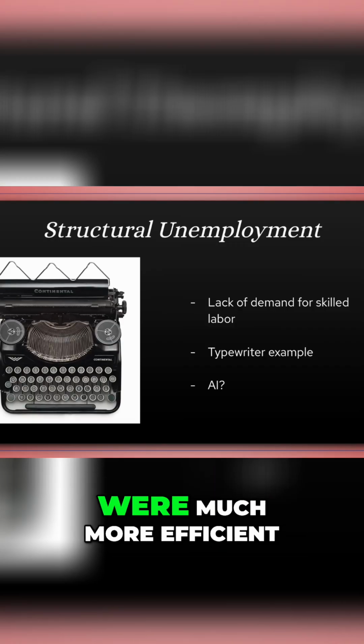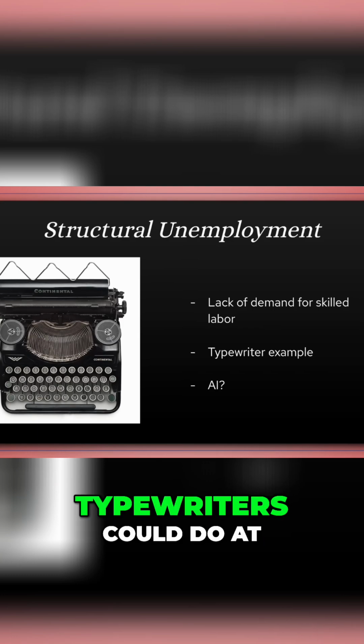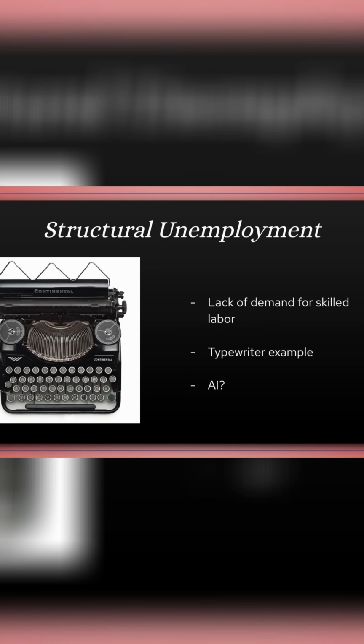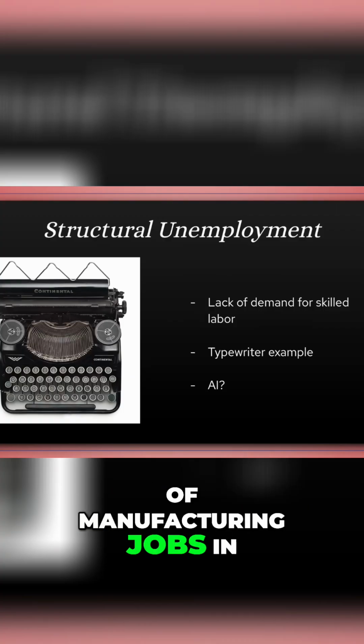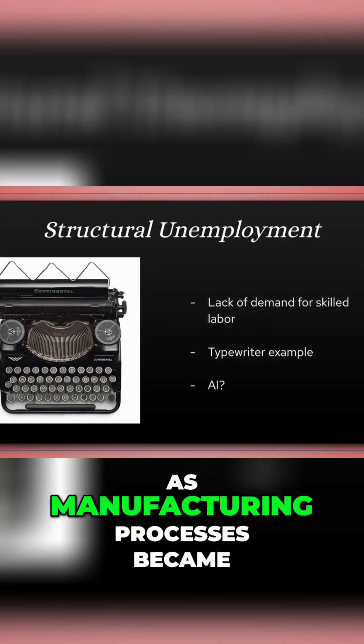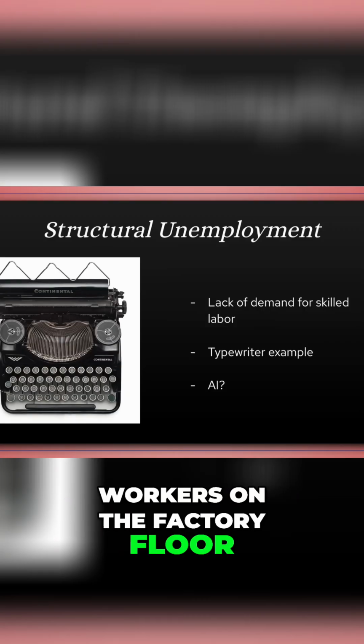This is because computers were much more efficient, much more accessible, and people could do the same job that typewriters could do at home by themselves. Another example could be seen in the decline of manufacturing jobs in certain regions. As manufacturing processes became more automated, companies may require fewer workers on the factory floor.